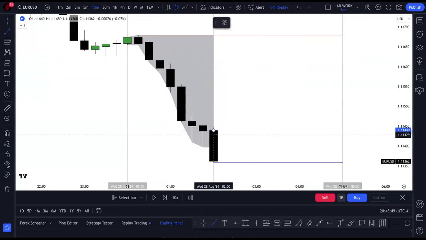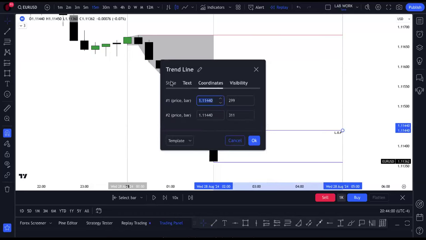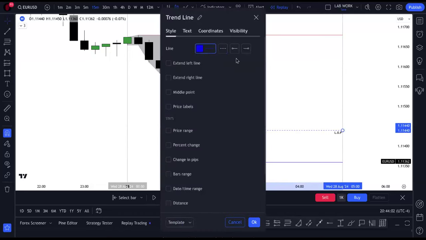Got our opening price too. Right here. What is this? This is London. So London opening price, LOP. And then we're going to put this here, here, and here.